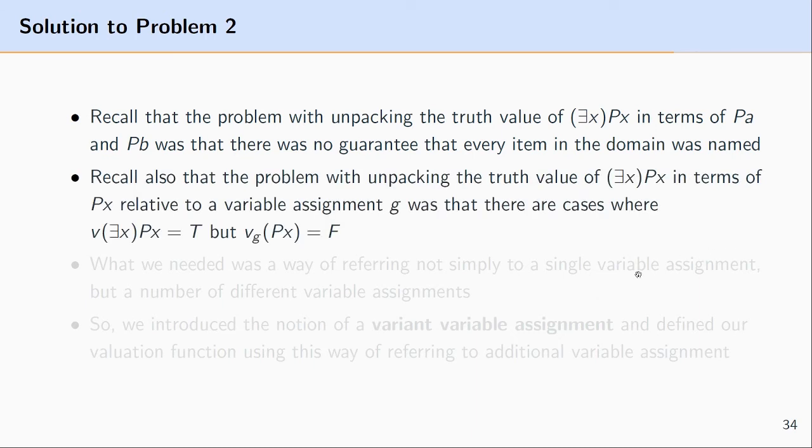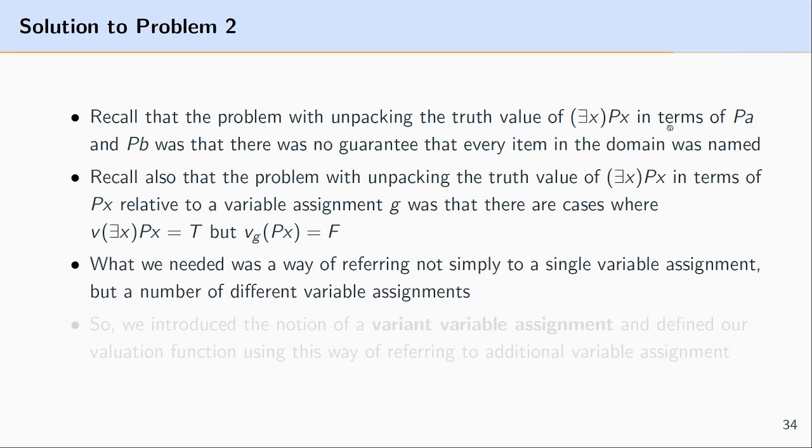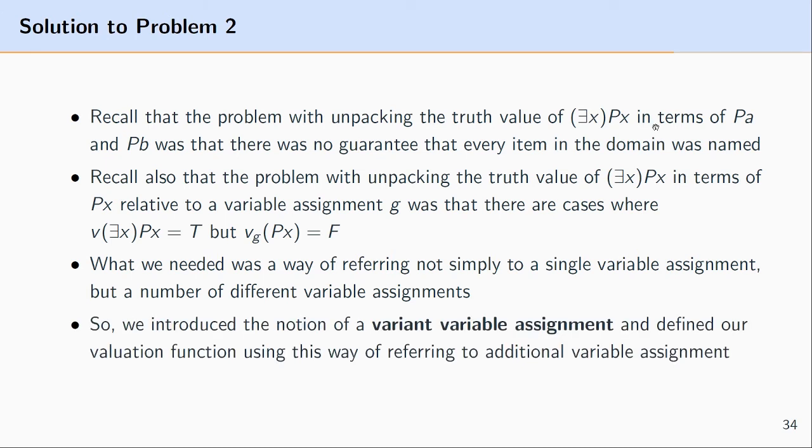And our problem with unpacking the truth value of quantified formulas in terms of variable assignments is that using a single variable assignment alone wasn't sufficient, because these variable assignments only take a variable and refer to one specific thing. We aren't letting it be treated like a pronoun where it can potentially refer to any item in the domain. And so what we needed was not a single variable assignment, but a number of different variable assignments. We needed these variations on a variable assignment. And so to solve this issue, we introduced the notion of a variant variable assignment and defined our valuation function with reference to these variant variable assignments.